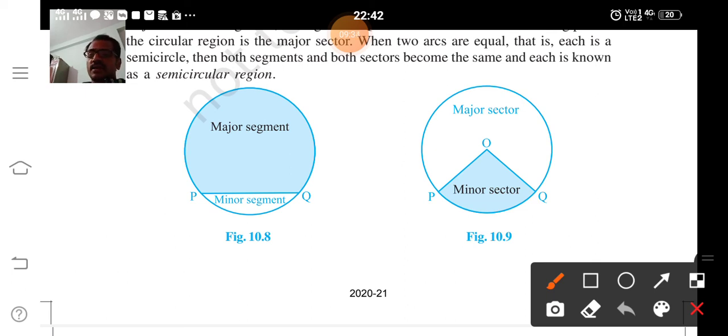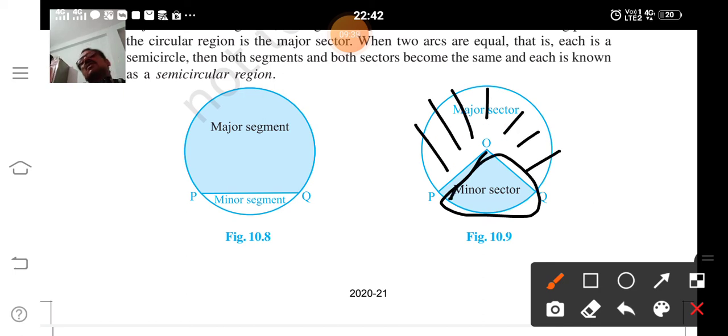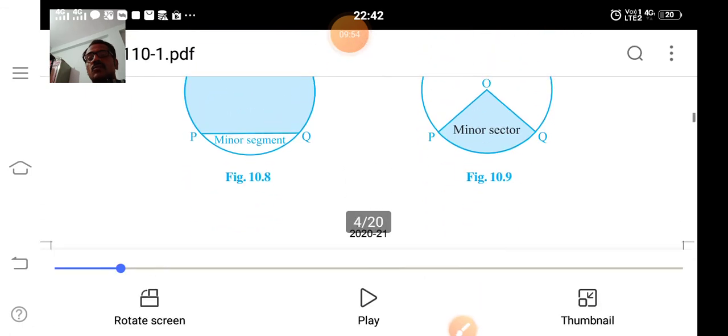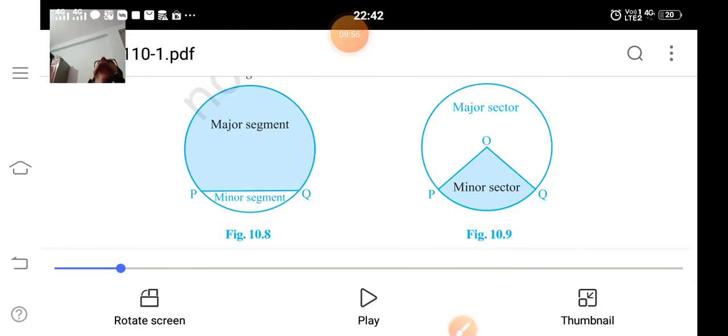Here it is the minor sector and this all is called the major sector. Go through this figure. Clear? So let's end this lecture over here.